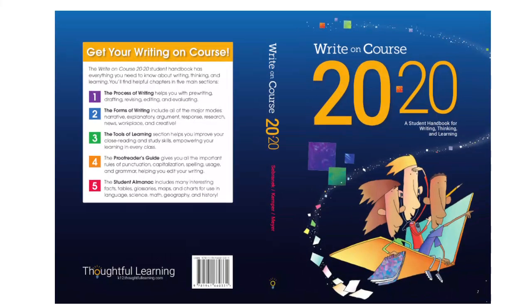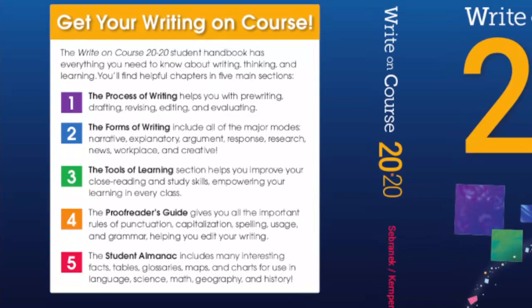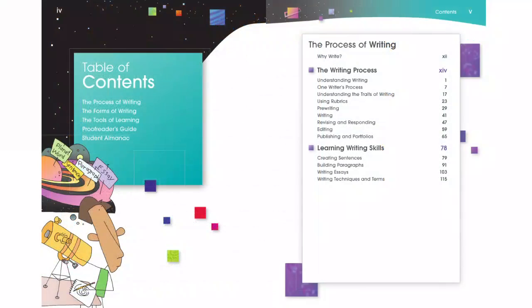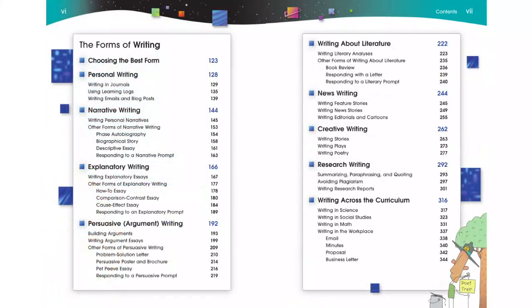You can see on the back cover that it has 5 sections: the process of writing, the forms of writing, the tools of learning, the proofreader's guide, and the student almanac. Let's look inside. The process of writing includes chapters on pre-writing, writing, revising, editing, and publishing. The forms of writing include the major modes: personal, narrative, explanatory, persuasive, writing about literature, news, creative, research, and writing across the curriculum.